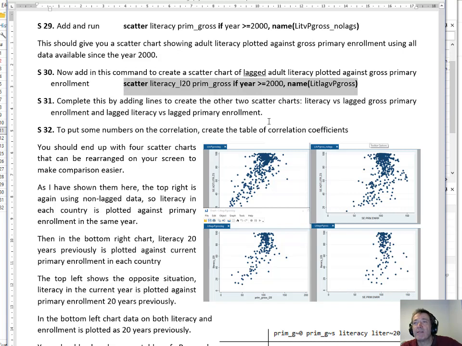And then two more lines here. This time, the next one is literacy now with lagged primary, and then finally both of them lagged. And then do the correlation coefficient as before. So if you want to, you can pause the video for a second, and I'll just paste in the commands for S31 and S32.